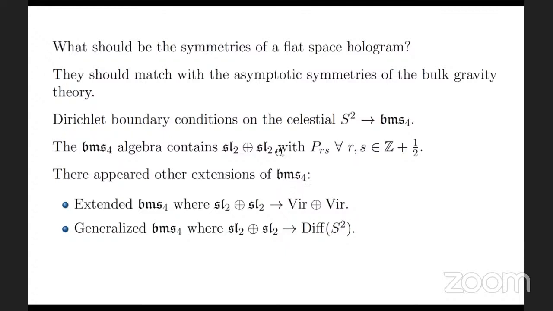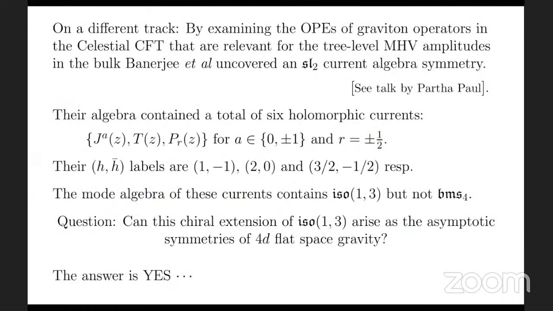There appeared in the literature further extensions of BMS4, which are motivated mainly by trying to derive the soft theorems from Ward identities. One such extension is called extended BMS4, where these two copies of SL2 are lifted to Virasoro. Another extension of BMS4 is called the generalized BMS4. There are experts in Chennai who have introduced this, where, again, the Lorentz part of the Poincaré group is extended to volume preserving smooth diffeomorphisms on H2.